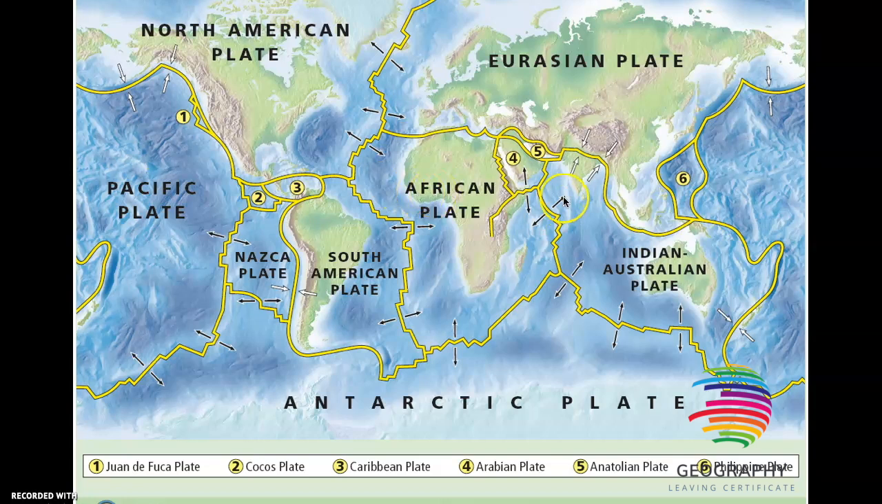If we look here at India, it is colliding with the Eurasian plates, and we have the Himalayas. Africa, believe it or not, is still colliding towards the Eurasian plate. And we have here, don't forget, our mountains, which are the Alps.